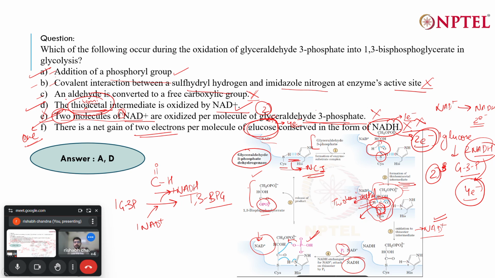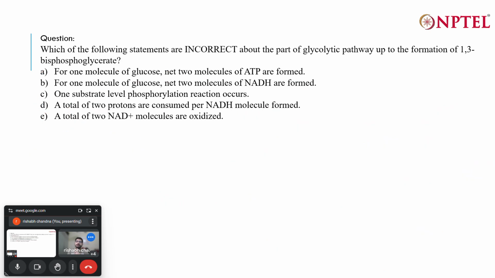Okay, so let's move on to the next question. Which of the following statements are incorrect about the part of glycolytic pathway up to the formation of 1,3 biphosphoglycerate? So, what can be the correct answer?